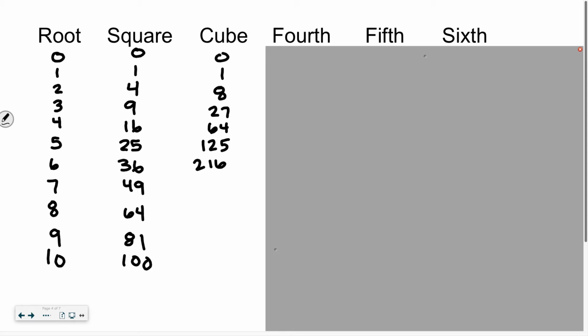Does anybody remember 7 cubed at all? 343, excellent. 8 cubed is 512. 9 cubed is 729. And the 10s are always easy because whatever the exponent is, that's how many zeros it has. So 10 cubed has 3 zeros, so that's 1,000.